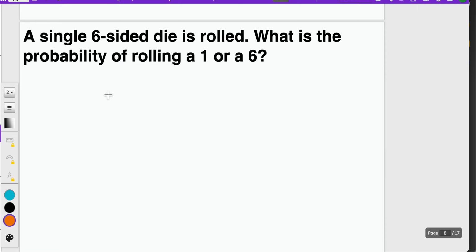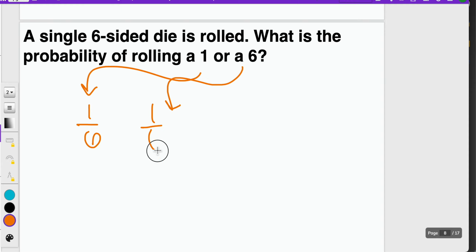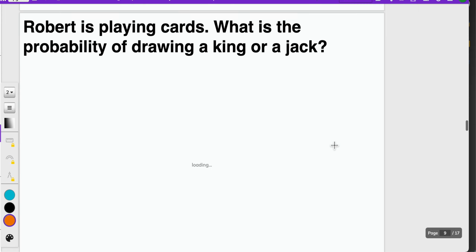A 6-sided die is rolled. What's the probability of rolling a 1 or a 6? To roll a 1 is a 1 out of 6 probability. To roll a 6 is a 1 out of 6 probability as well. The nice thing here is the probability of X and the probability of Y both have the number 6 as their denominator. So when we add, we just add the top numbers. So 1 plus 1 is 2, and we keep the bottom the same. Then we just want to make sure we simplify, so we're going to get 1/3, okay?